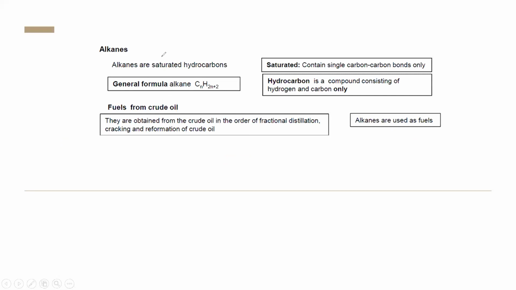So what are alkanes? They are known as saturated hydrocarbons. Here the term saturated does not refer to solubility, it refers to the single bond. Because they have a single bond, that's why we call them saturated. So the term saturated means it contains a carbon-carbon single bond only. The general formula for these alkanes is CnH2n+2.